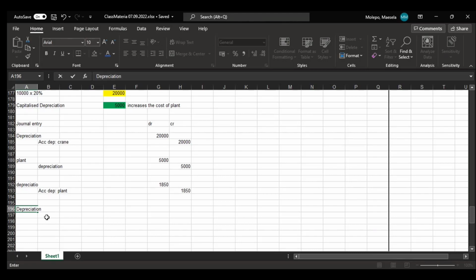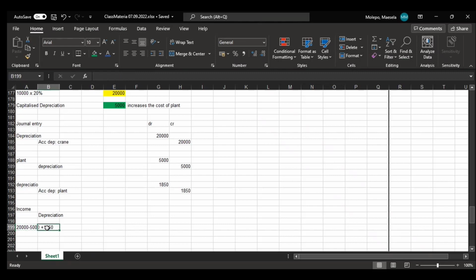And then, sorry, we're gonna say income, because the income will be in the reduction, because we'll be reducing the profit. Depreciation, which will be in the form of the 20,000 that we have in the beginning. We less this 5,000 because the 5,000 was capitalized. We less the 5,000 which increased the cost, and then we add the 1850. So this and this, their depreciation. The 5,000 is the one which is gone.